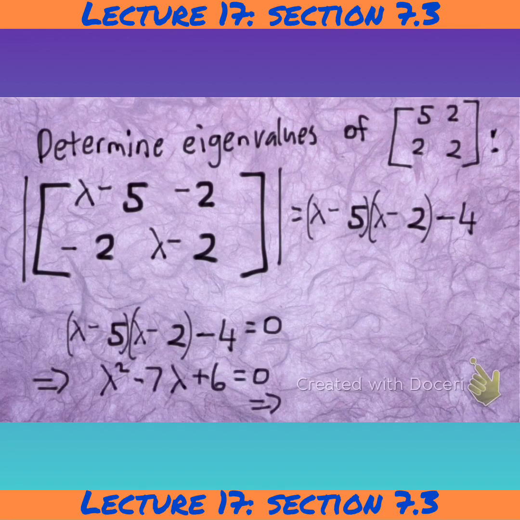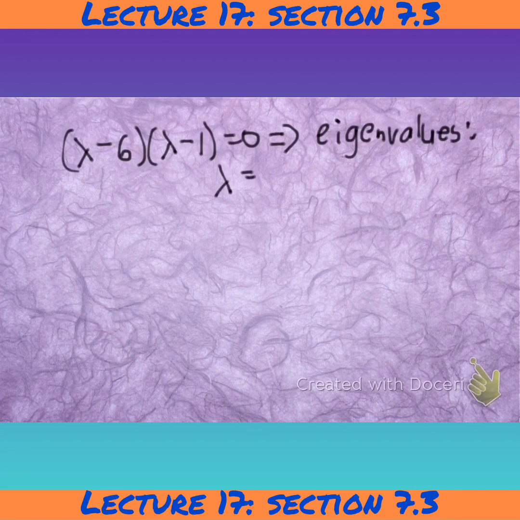And then from there you can factorize that as lambda minus 6, lambda minus 1, and so the eigenvalues occur where lambda is equal to 6 or lambda is equal to 1. So now we need to go and find the basis for each eigenspace.